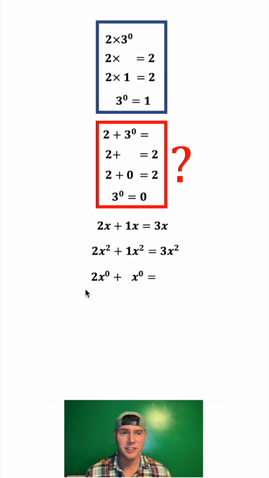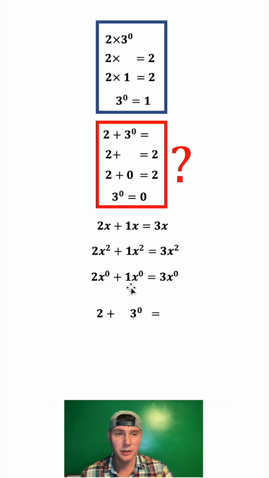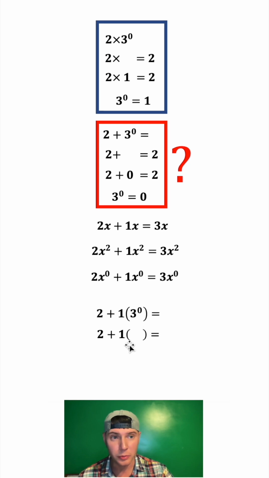So what about 2x to the 0 plus x to the 0? Well, that's 3x to the 0 because of the implied 1 right there. So let's go back to this up here. What is 2 plus 3 to the 0? Well, first off, just like this x to the 0 had an implied 1, this 3 to the 0 has an implied 1. So this ends up being 2 plus 1 times no 3's. So it's the 1 that's being multiplied by no 3's.